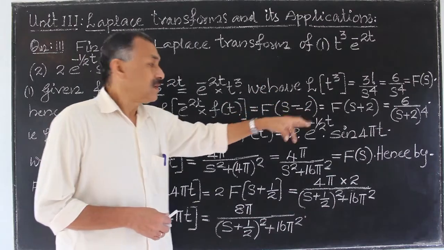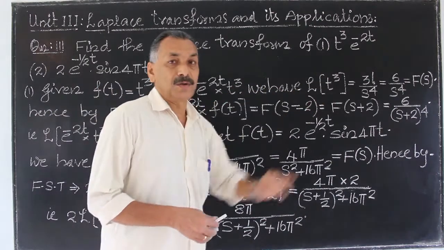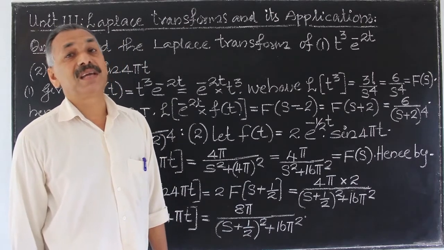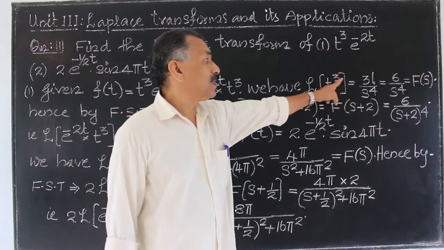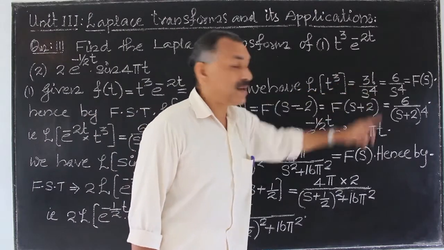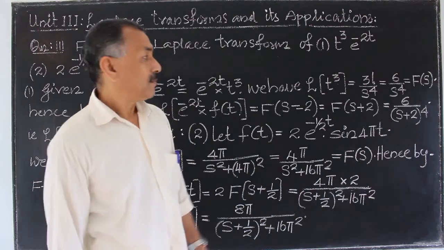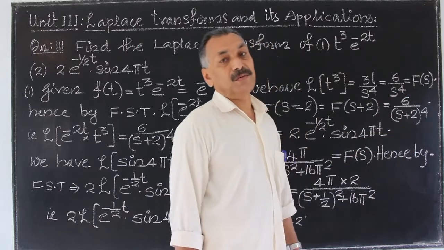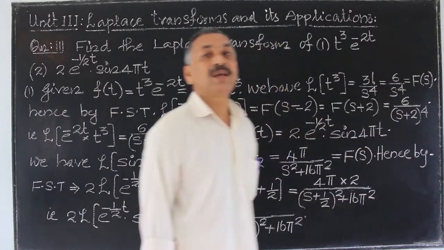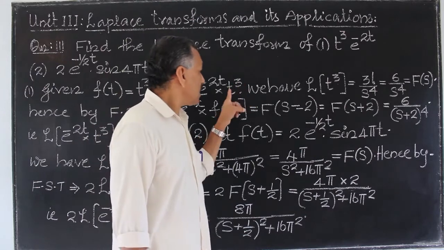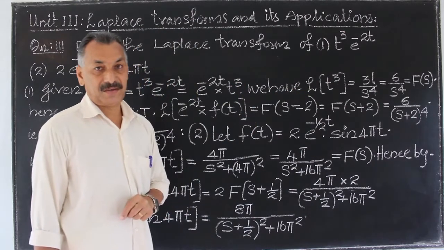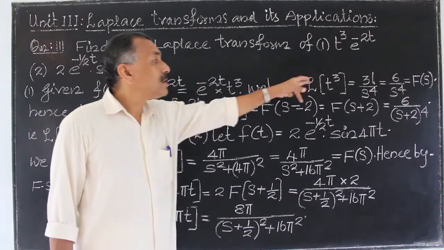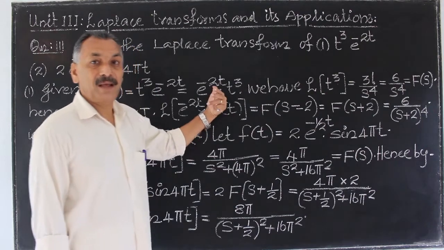എന്നാൽ we have the Laplace transform of t raised to n is n factorial divided by s raised to n plus 1. Then Laplace transform of t cube is equal to 3 factorial divided by s raised to 4. That is 3 factorial 1 into 2 into 3, 6 divided by s raised to 4 equal to capital F of s. That is Laplace transform of t cube is equal to F of s. Then Laplace transform of e raised to at into t cube is equal to F of s minus a.